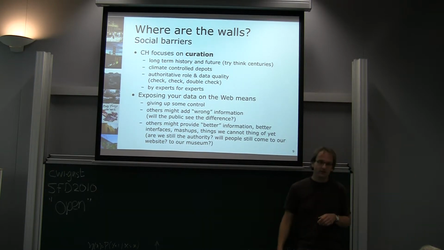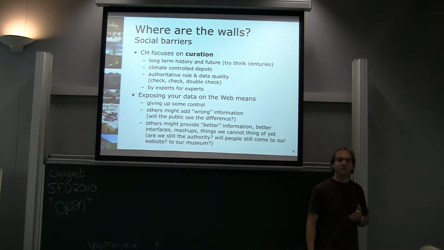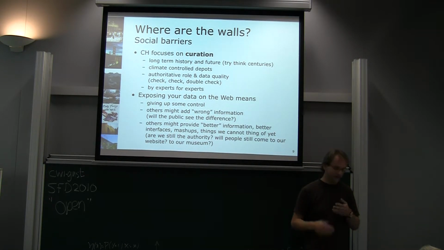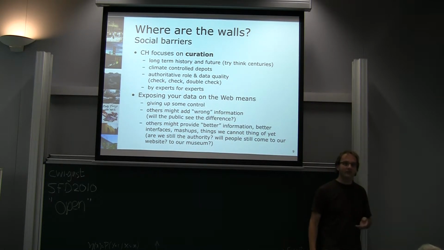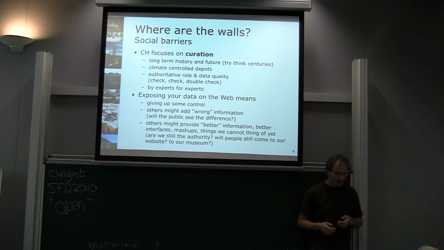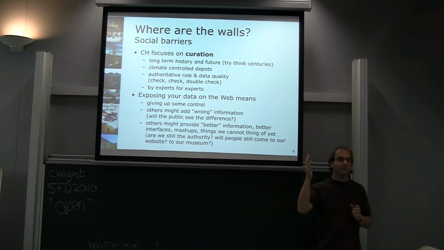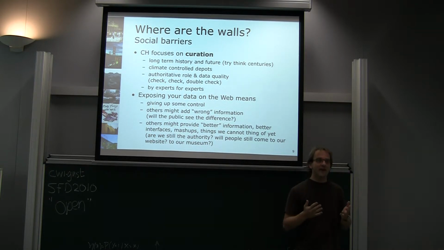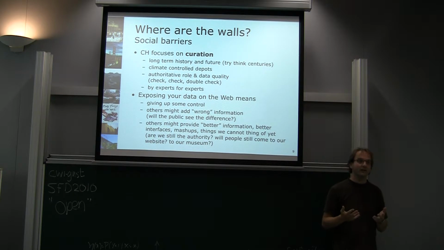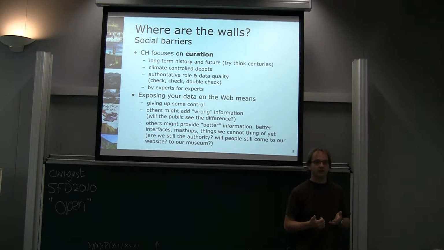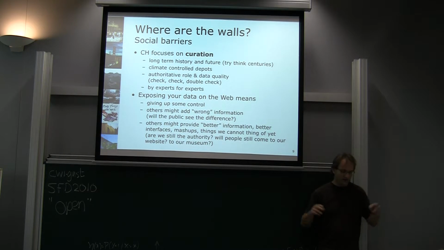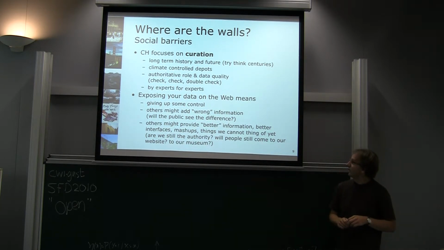Also social barriers, right? So this domain, for centuries, has been focused on curation, on taking care of the data. And they have these climate-controlled archives that are built to last for centuries and to make sure that the content lasts for centuries. They're also trained to be the authority on the topic. So the people from the Rijksmuseum, which is known for the Rembrandt paintings, anything they claim about Rembrandt on their public website has to be checked, double-checked. Because otherwise they feel that if there's some problem with the quality of the data, it deteriorates their image as an authority on the field.